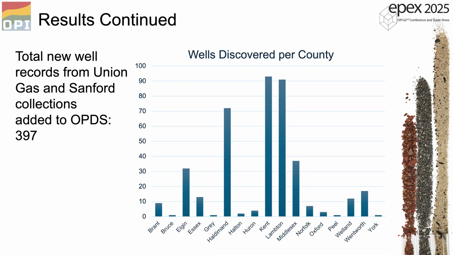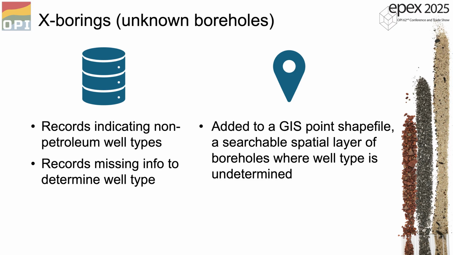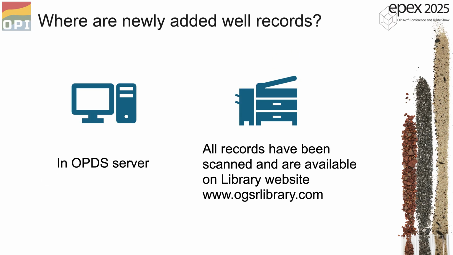The ones that can enter into OPDS are distributed across Kent, Lambton, and Haldimand. As I mentioned, there are also wells that cannot be categorized as petroleum wells. We categorize them as exploring wells, records that indicate non-petroleum well types. We then used the information on the well cards to enter them into GIS point shapefiles. All the well records and the information that I entered have now been entered into the OPDS well server. All records have been scanned and are available on the library website.